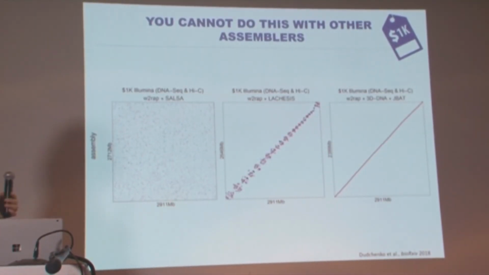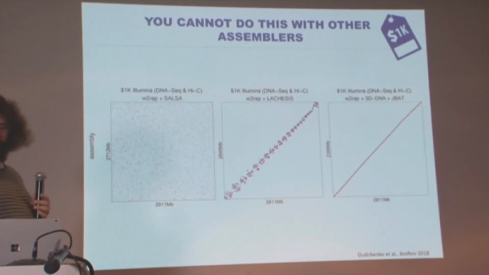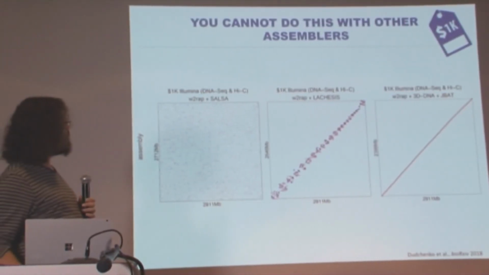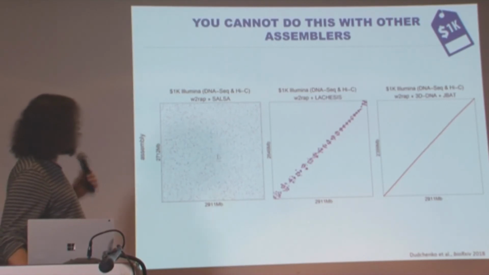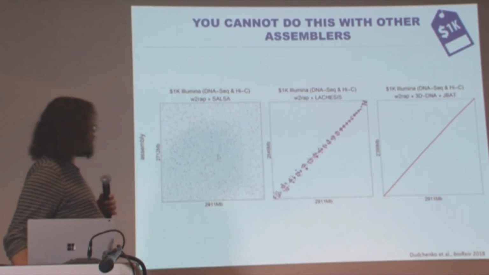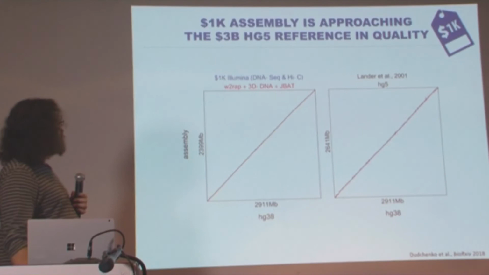I do want to highlight again that you could not do this with other assemblers that previously existed. Take the Lachesis assembler: you could more or less figure out with this data type which bits were on which chromosome, but not more than that. And if you took the SALSA assembler, it was designed to work with long reads. It doesn't really do anything at all with this data type.